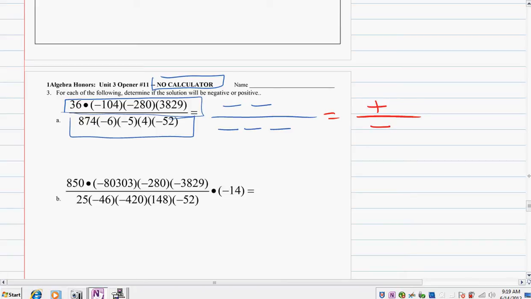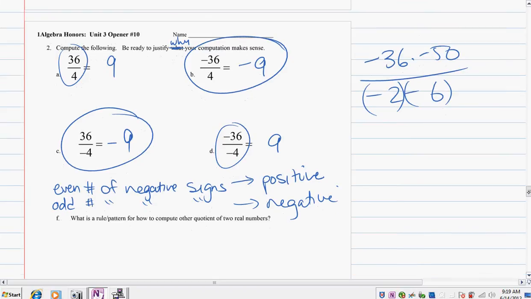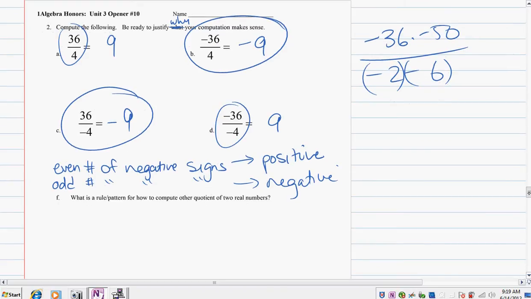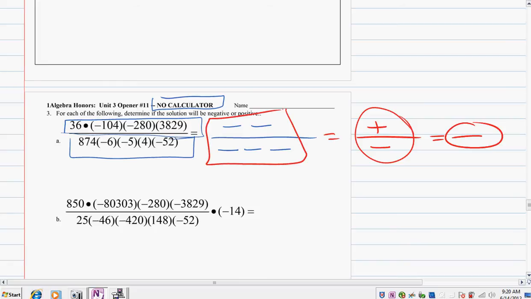And now we go back to our division rules. Our division rules say if we have an even, it's positive, and an odd, it's negative. So in this case, we have an odd number. We only have one negative sign, so this is going to mean that the answer is negative. You could have also just looked here and noticed you had an odd number of negative signs, which could have led you there.